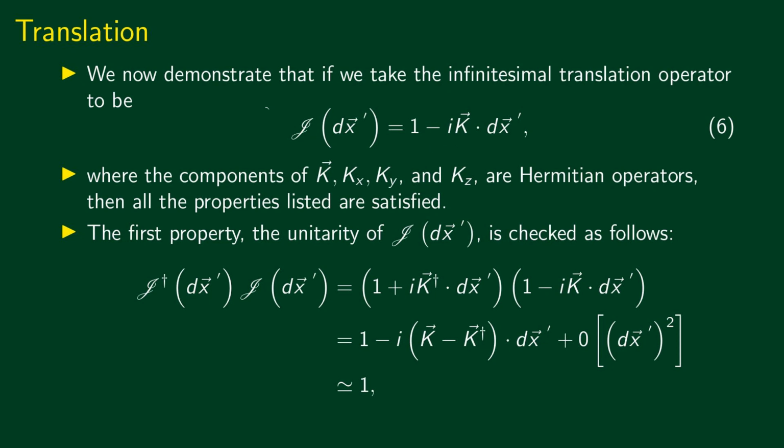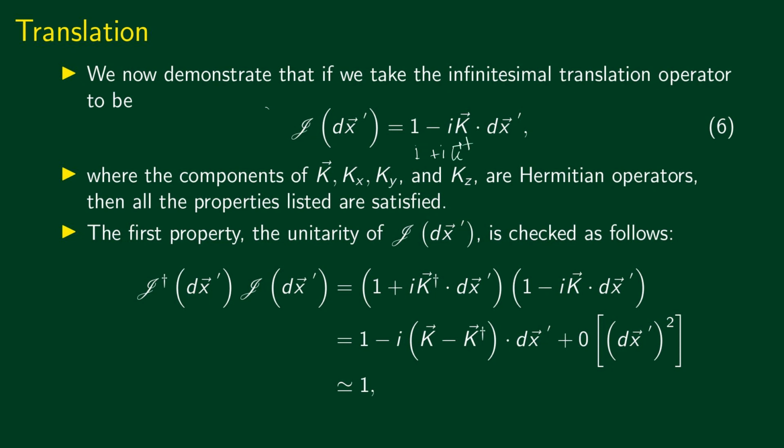But let's now check first. We have written down an operator that changes only infinitesimally from the identity operator. Let's first check for unitarity. So let's find J dagger of dx vector prime, times J of dx vector prime. If you define this as J, then what's J dagger? J dagger is the identity operator plus this: minus i will become plus i, k will become k dagger.